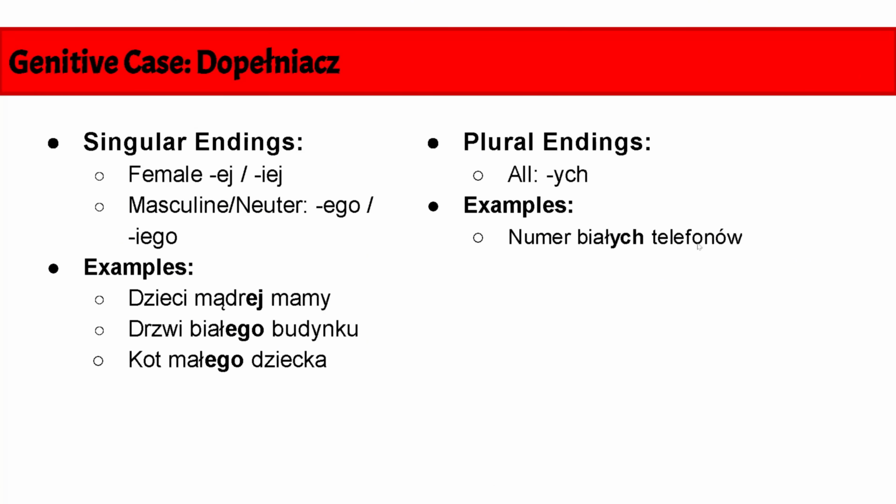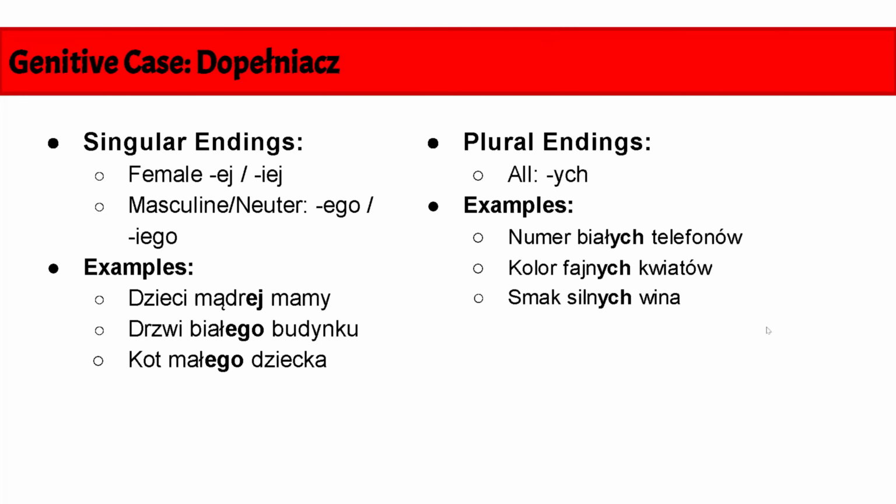Telefon is a masculine noun. Biały is an adjective. We match it up to the gender, but because they all are the same, we change it to białych telefonów. Kolor fajnych kwiatów, the color of the nice flowers. Exact same thing. Even though kwiat is also a masculine noun, again, ych, fajnych. So instead of fajne, we would have fajnych, because again, all genders of adjectives in the dopełniacz, in the plural, take that ych ending.